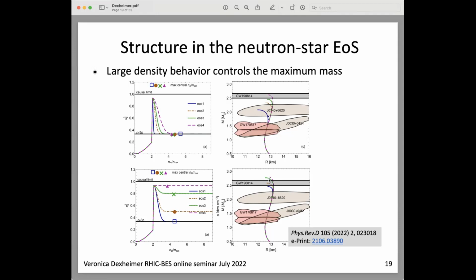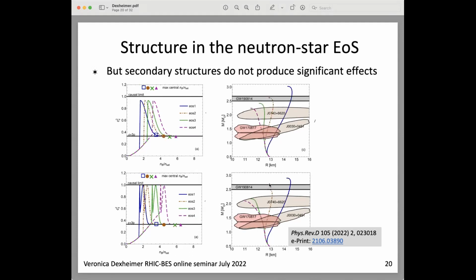It's much harder to see what happens after the bump, because the changes in the maximum mass are much smaller. So that's not our first hope. Our first hope is to see, I already showed this plot, exactly where the bump is by constraining the radius of neutron stars.